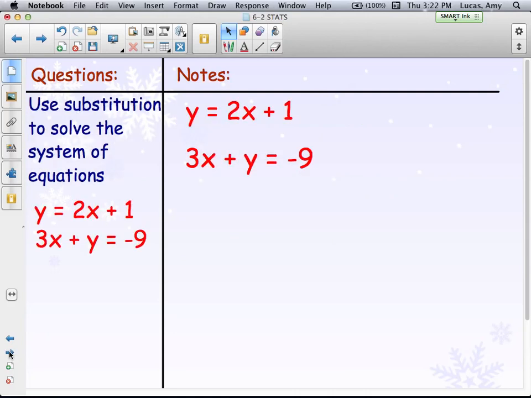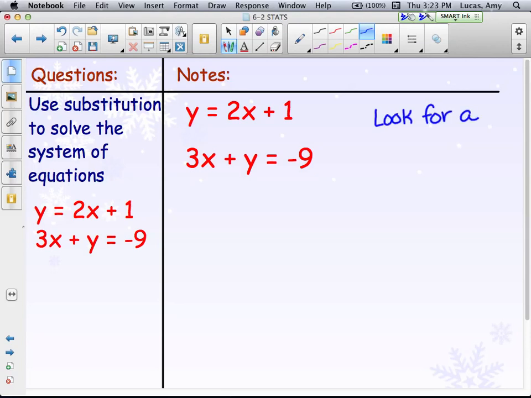So substitution. To use substitution to solve this system of equations, I want you to think about where your variables are and where the equal signs are in these equations. If substitution means that you're replacing one thing with something else equal in value, what you should be looking for is a variable by itself. So look for a variable that is by itself on one side of an equation.